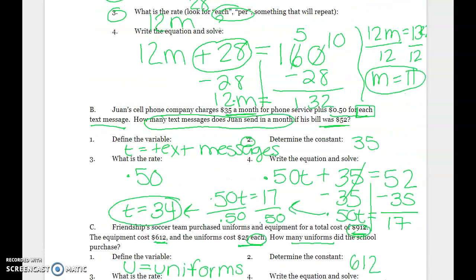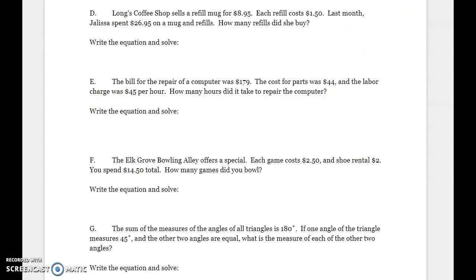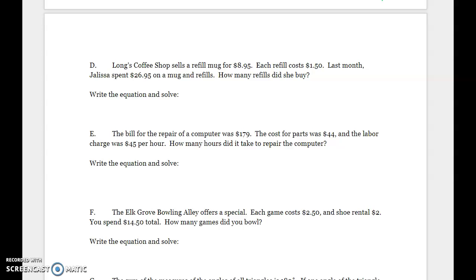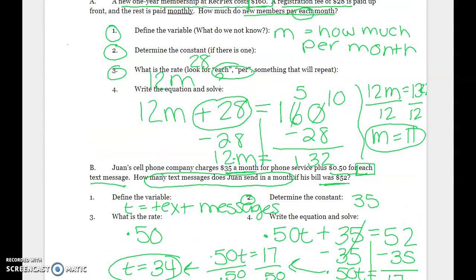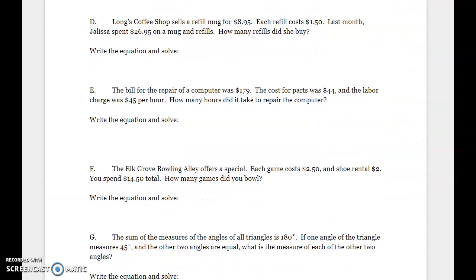Okay, so now you're going to do the last seven on your own. Remember that you're going to follow the same steps. So you're going to define your variable, find your rate, find your constant, and then you're going to write your equation and solve. Alright, so if you guys need help, just let me know. I'd be more than willing to help.